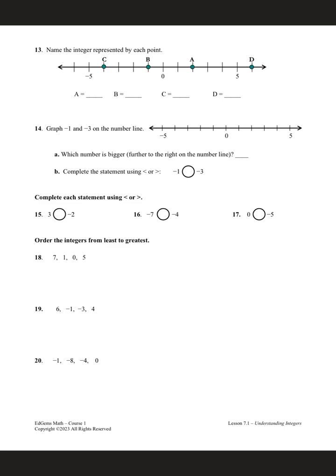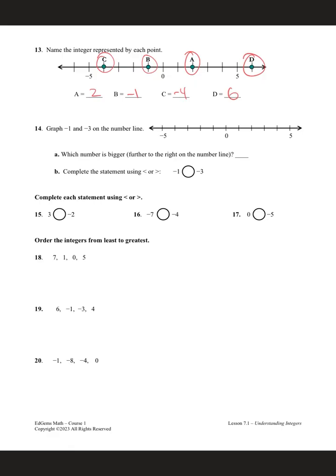On number 13, it says name the integer represented by each point. So here we are on our number line, and let's look at A. So from 0, it is 2 spots to the right, so it's positive 2. B is to the left of 0, 1 spot, so it's negative 1. C is 1, 2, 3, 4 spots to the left, so it is negative 4. And D is 5, 6 spots to the right of 0, so it is positive 6.